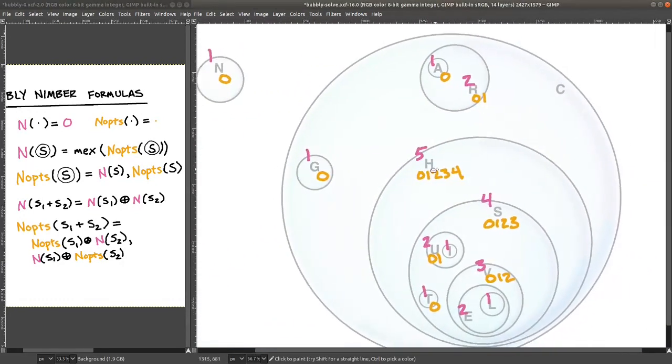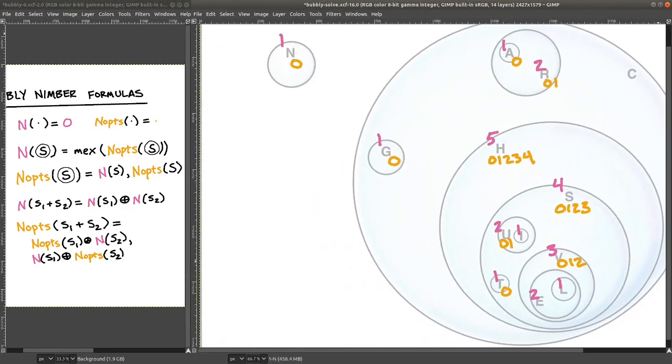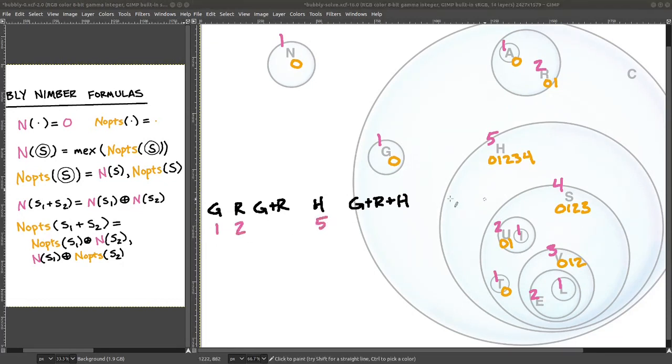Okay. So for C, C contains 3 bubbles, so we'll make another table here. G, R, and H. So G is 1, R is 2, and H is 5. And their orange numbers are just everything up to those values.